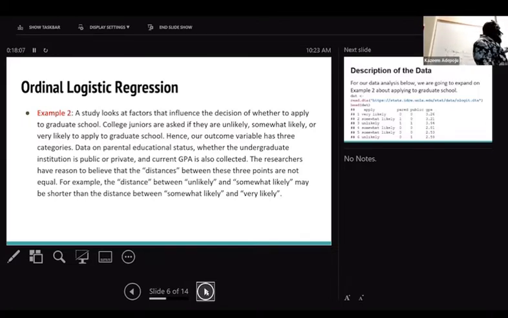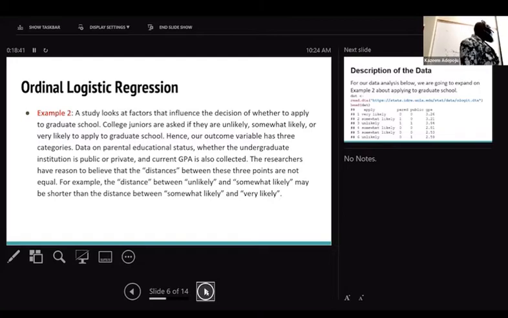The predictor will be the parental education and status, because if a child wants to go to graduate school, that depends on, number one, the parent's education, which could be a factor. Then whether the undergraduate institution is public or private is another predictor. And what about the current GPA? Those are the predictors.